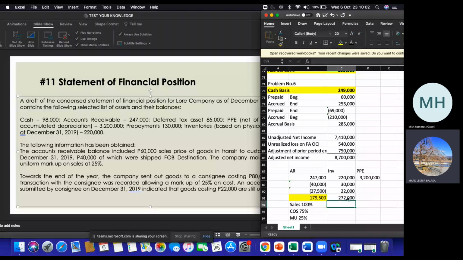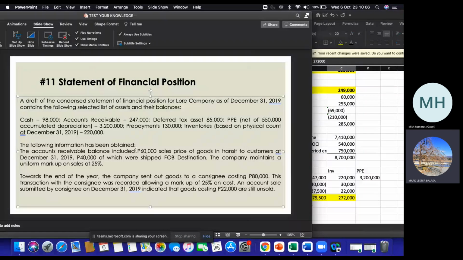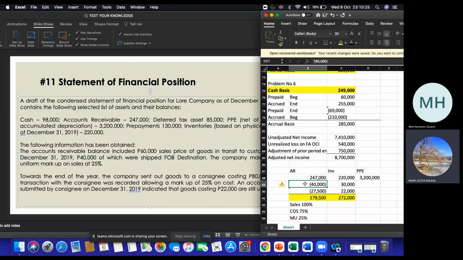272. Oo. Dito nalito lang tayo kanina kasi ang sabi, the accounts receivable balance included 60,000 sales price of goods in transit to customers at December 31. So naka-focus siya yung 40,000, yun yung ship FOB destination. So yung AR na yun yung binalik natin or tinanggal natin. Nakuha mo yon. Tapos since 75% yung cost, so yung inventory na yon babalik sa atin kaya in-add back natin yung 30.